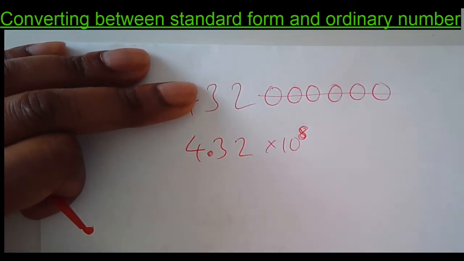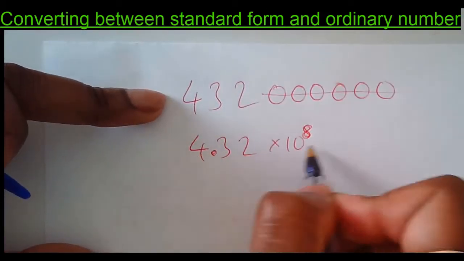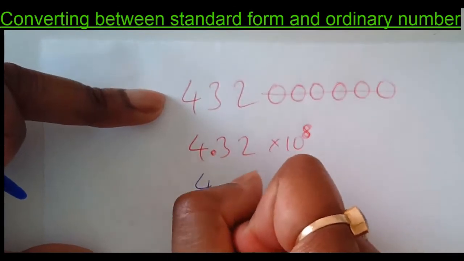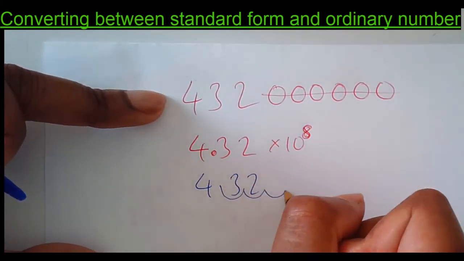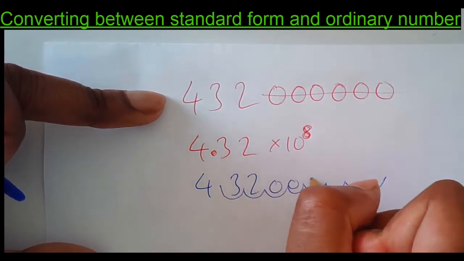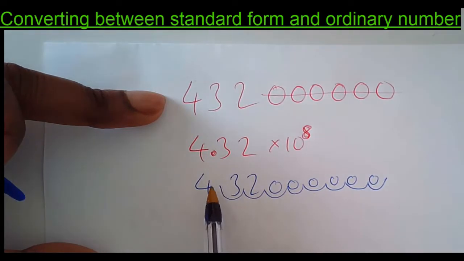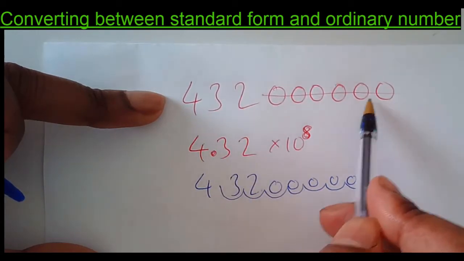But if you just want to check to see if this is okay, let's just check. I want to change that back to an ordinary number. Move the decimal point 8 places to the right. 1, 2, 3, 4, 5, 6, 7, 8. So we've got 432, we've got 6 zeros. 432, 6 zeros. Yep, that is correct.